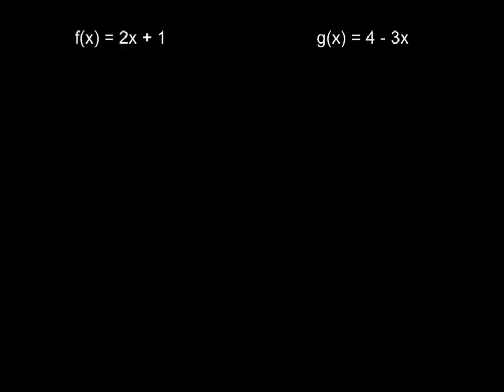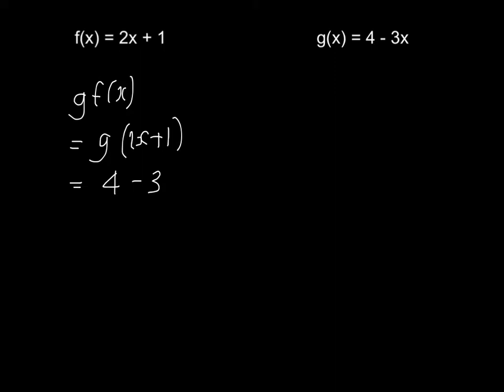So if we combine our two functions to find the result g of f of x, what we're actually doing is putting the result of f of x, which is 2x plus 1, as the input into g of x. And g tells us to do 4 minus 3 lots of the input. So we've got 4 minus 6x minus 3, or 1 minus 6x. Possibly you spotted that rule on the previous page.